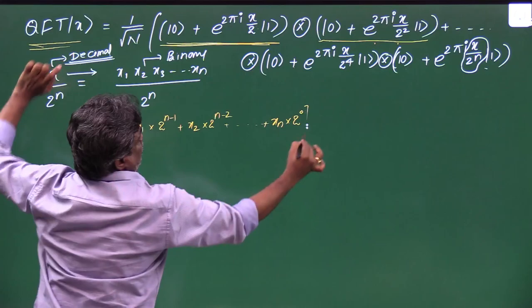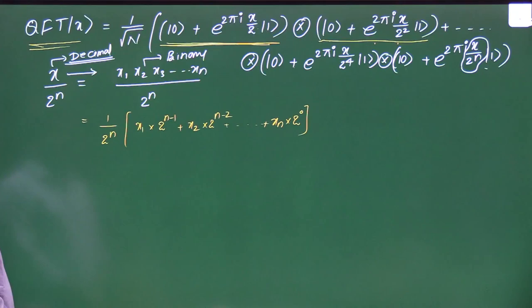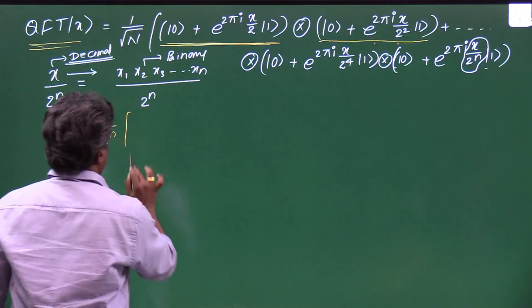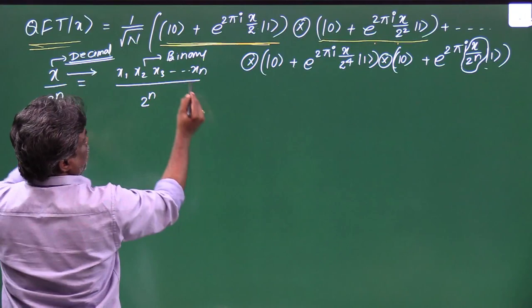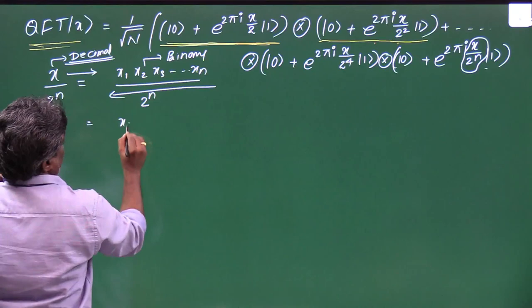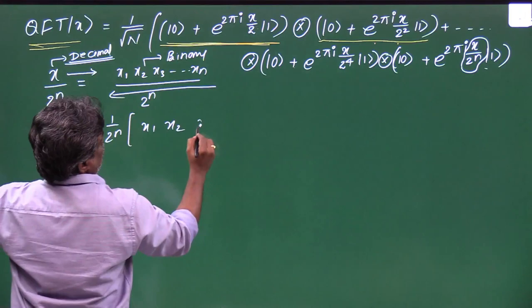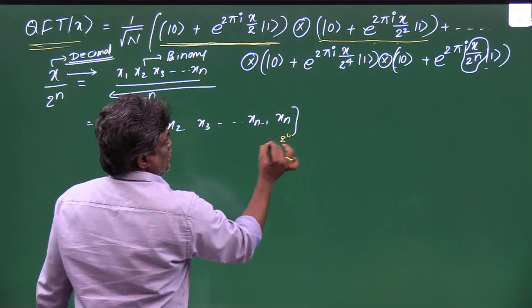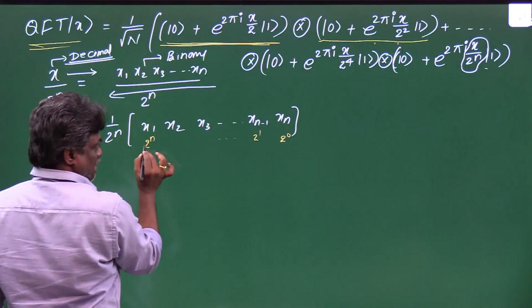Is it okay? If you are having confusion, I will explain in another way. Whenever you are writing the decimal value corresponding to this binary, you have to come from right to left. So here we have 1 by 2 power n, x1, x2, x3, so on, xn minus 1, xn. If you want to write the decimal value, just write 2 power 0, 2 power 1, so on. This is 2 power n minus 1, this is 2 power n minus 2, so on.